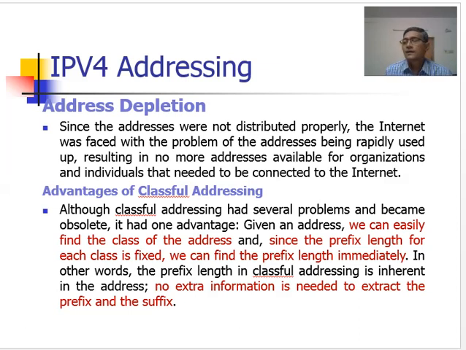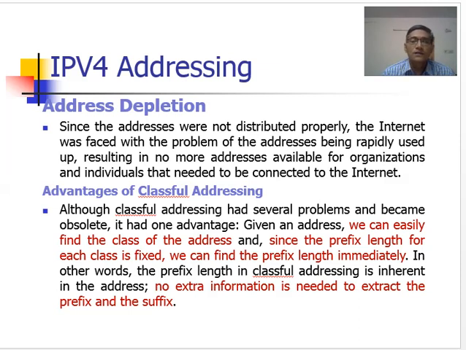There are 2 temporary solutions proposed and 1 permanent solution. The permanent solution is IP version 6, which is now being developed or is in the implementation stage. With respect to the 2 temporary solutions, one is called subnetting and the other is called supernetting, which we will learn in detail in the next video.